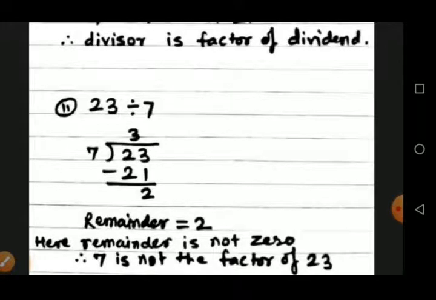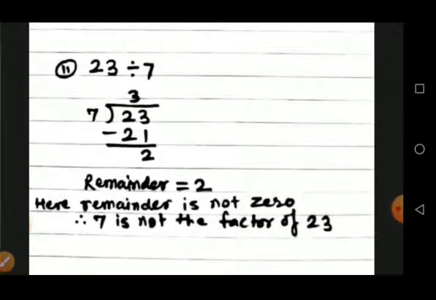2 is the remainder. Here remainder is not 0. That's why 7 is not a factor of 23. If we factorize 23 in prime factors, we do not get 7 or 3 as a factor of 23.